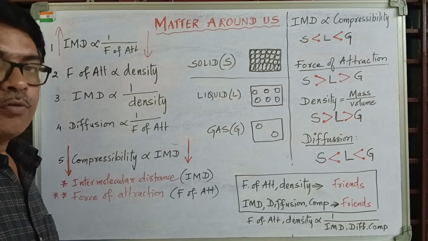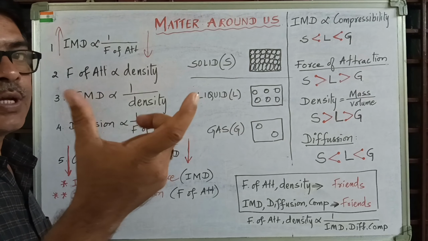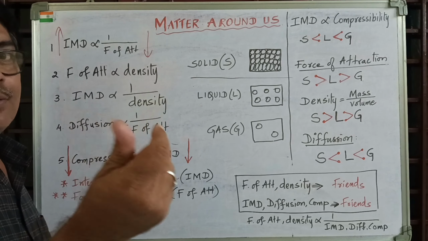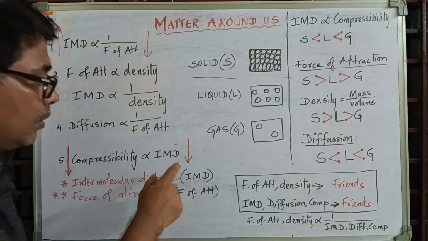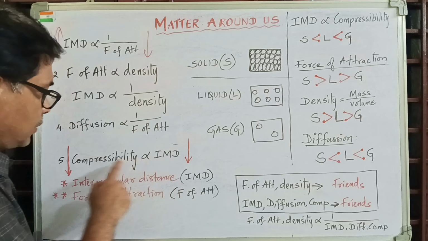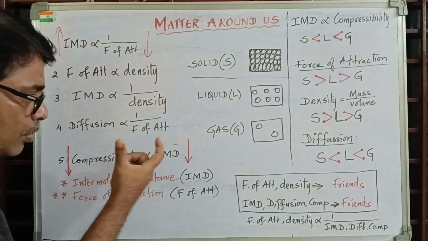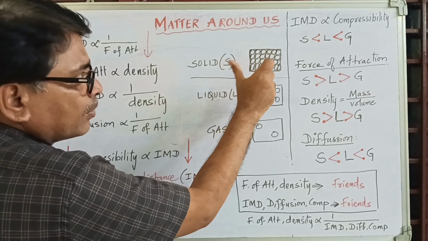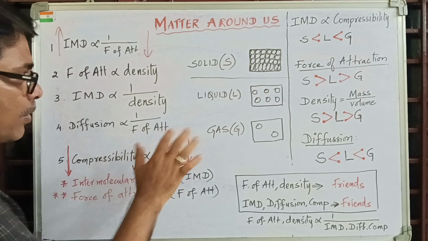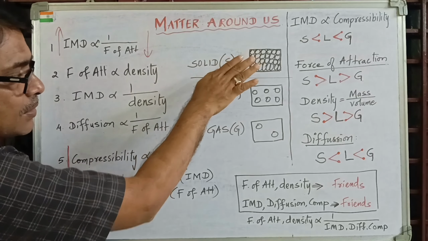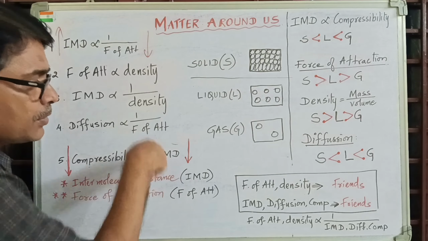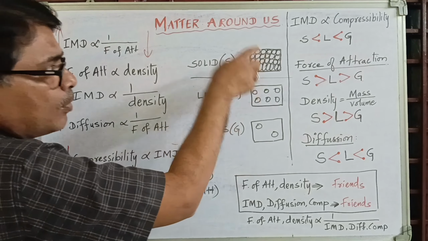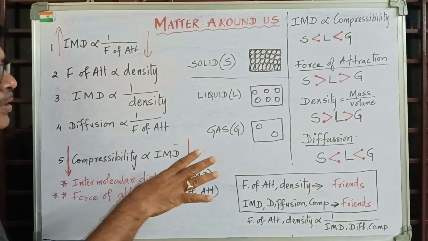As I just told you, if I give you an iron piece, can you compress it? You cannot compress it. Why? Intermolecular distance is less. Compressibility in solid is less. You cannot compress a solid. Why? Because intermolecular distance is also less. The distance between two molecules is less. Such an easy thing it is.